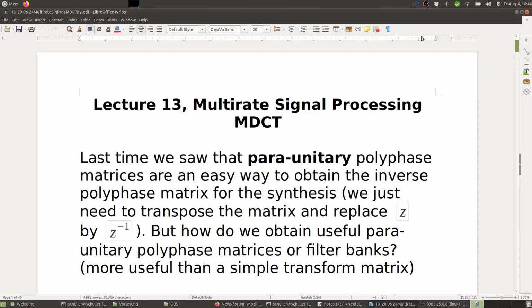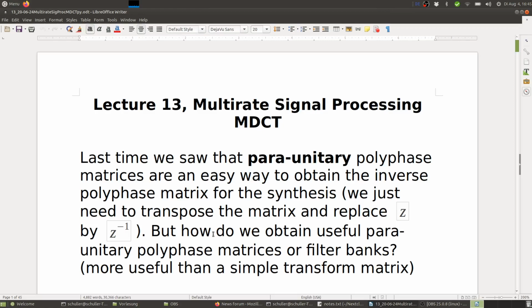Hi everybody, welcome to Multirate Signal Processing, this time about the Modified Discrete Cosine Transform, or short MDCT. Last time we saw that para-unitary polyphase matrices are an easy way to obtain the inverse polyphase matrix for the synthesis. We just need to transpose the matrix and replace z by z to the minus 1.